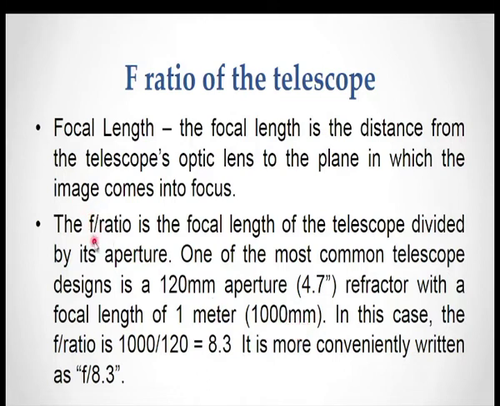F ratio is nothing but the focal length divided by the aperture. So, aperture is 120 millimeter, focal length is 1000 millimeter. If you divide this 1000 millimeter by 120, it comes to 8.3. It's more conveniently written as f/8.3. This is the specification of f ratio of a telescope.